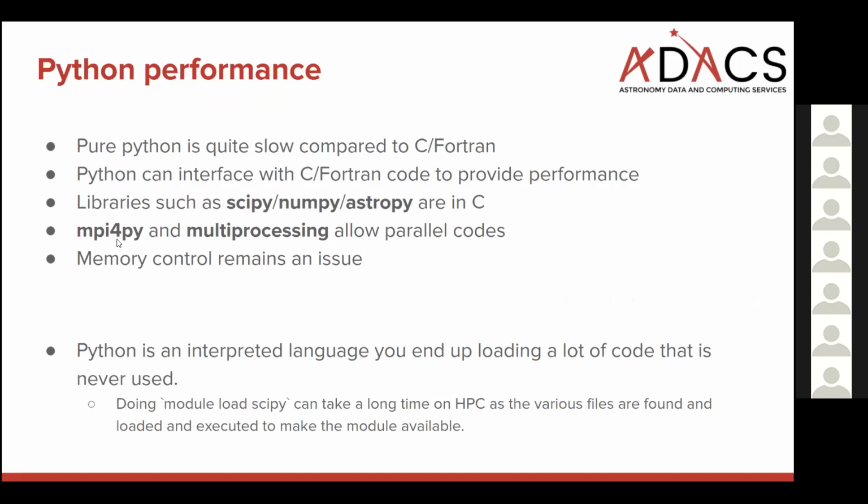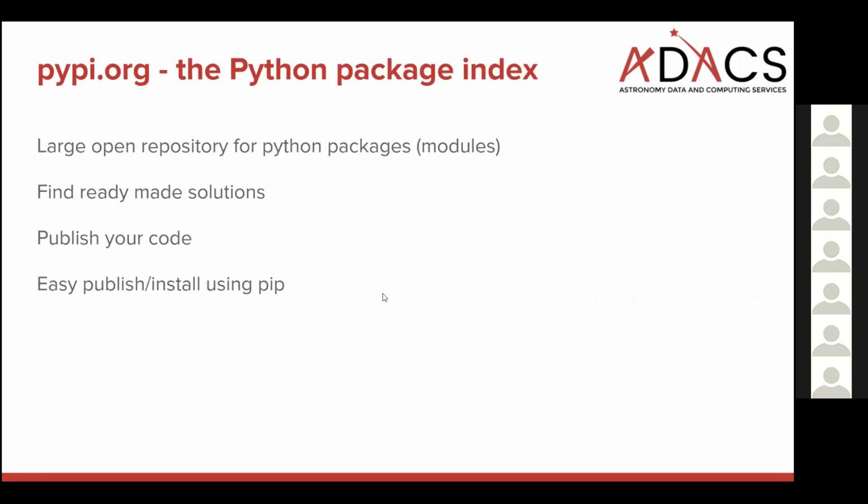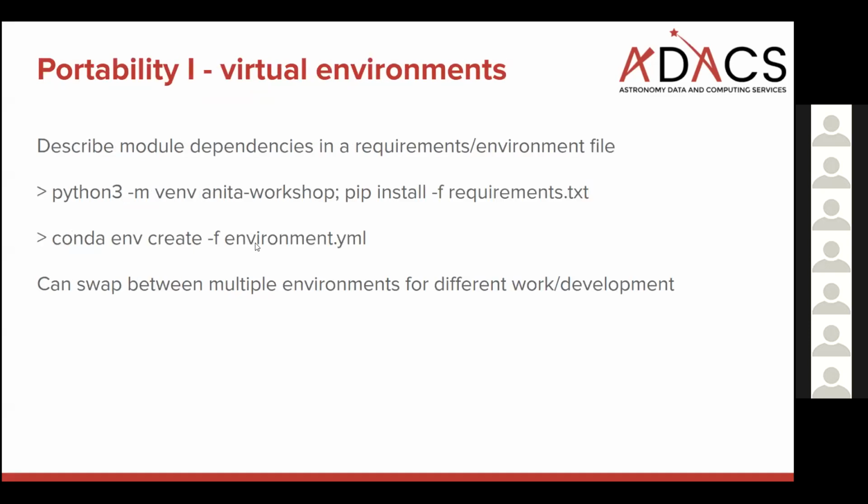You can do multi-processing and multi-threading in Python. So you can do MPI for Py, which will give you an MPI-like interface, or multiprocessing, which is a bit more like OpenMP. The pypi.org has a huge repository of Python packages where you can find ready-made solutions for many of the tasks that you would want to do. This is not a curated package index. It's curated, I guess, in the sense that they've tried to remove all of the malware, but there's no requirement that the code's actually good. But there is a lot of code there, so you can find some good stuff.